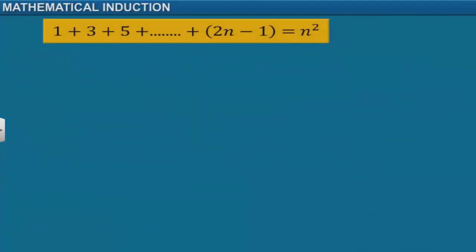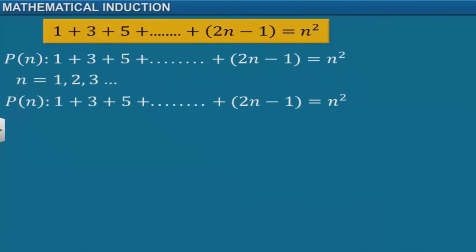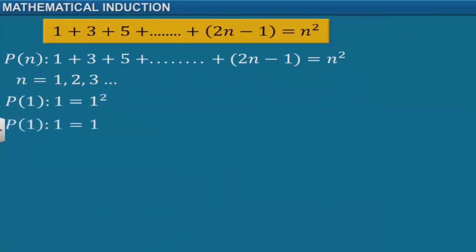The formula for the sum of the first n odd positive integers is n squared. Let this statement be P of n. This can be proved by replacing n with 1, 2, 3, and so on. Let's first consider n equal to 1. That is, 1 is equal to the square of the first odd positive integer. Thus, P of 1 is true. This statement can be considered as a fact.